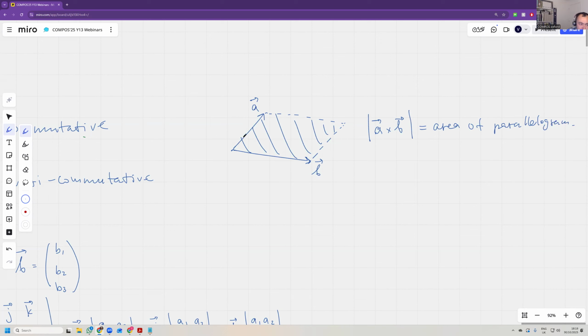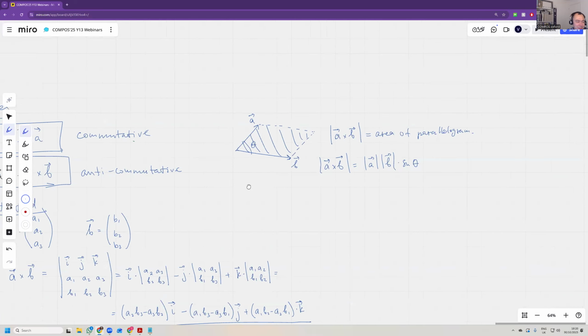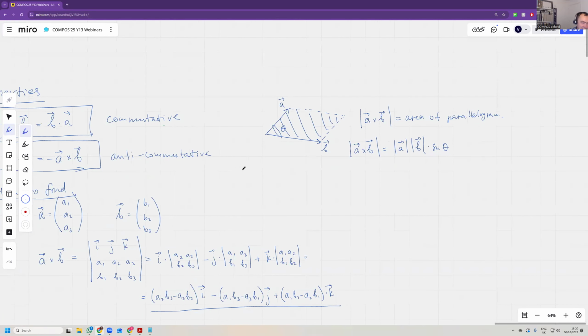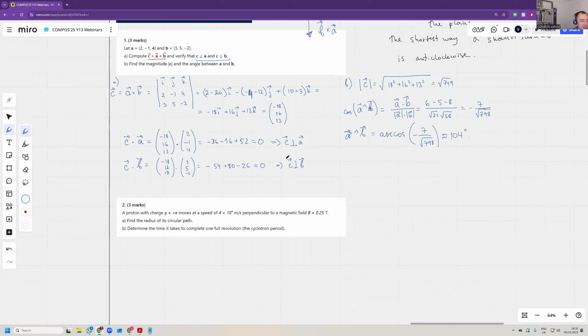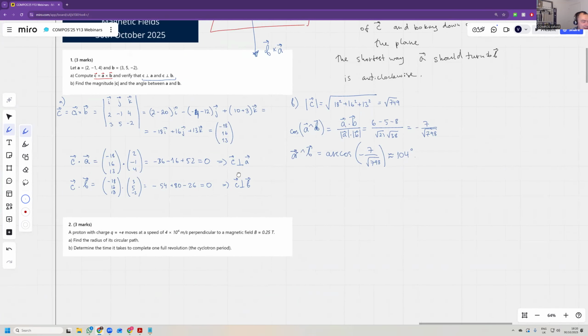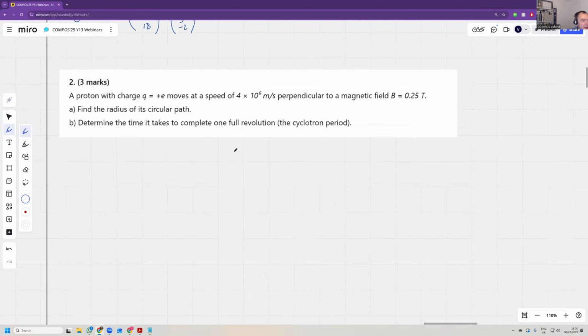And that's easy to prove because if this angle is theta, remember we just said that the modulus of A cross B is equal to modulus A modulus B multiplied by sine theta, which is the area of a parallelogram. Okay, nice. Cool. Moving on.